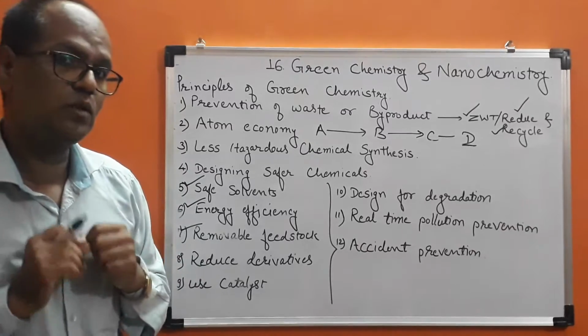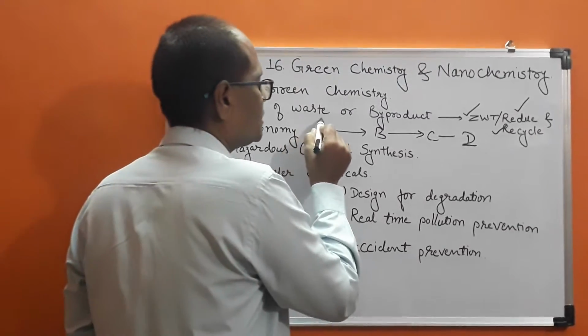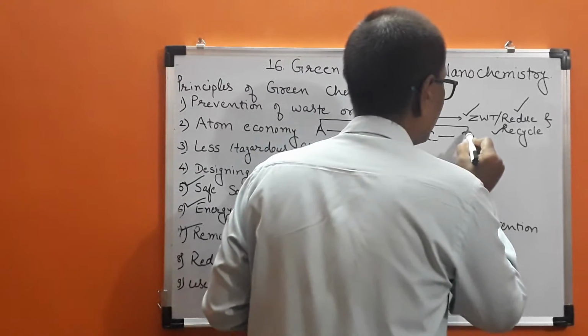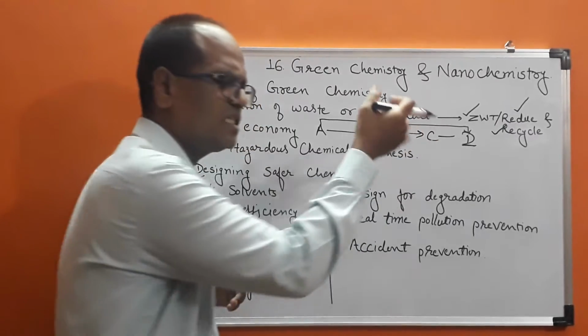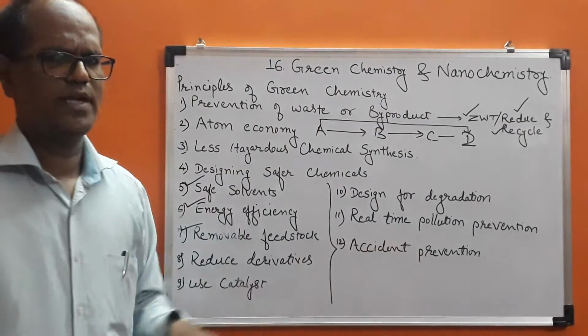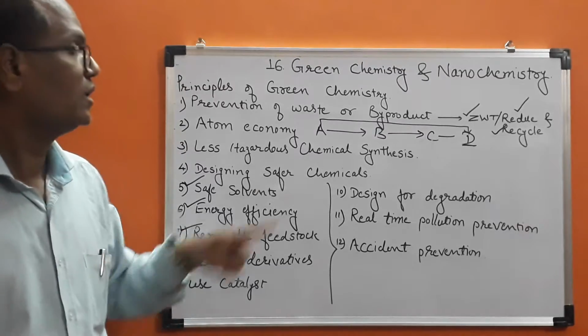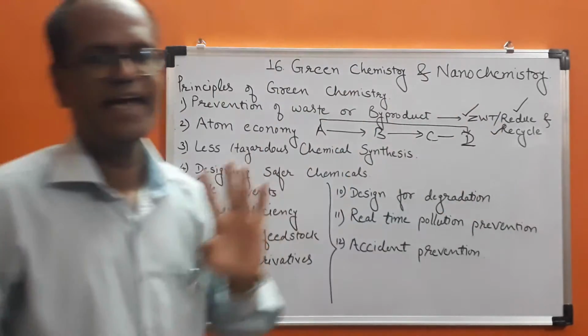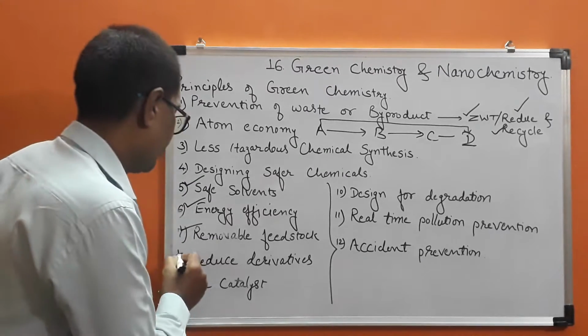So what you do is, you design the chemical reaction in such a way that this A is getting converted into D directly. Reduce the derivatives. Whatever B and C are getting created, need not be created. Design the chemical reaction in an alternative manner so that A is getting converted into D directly. This is nothing but reducing derivatives.